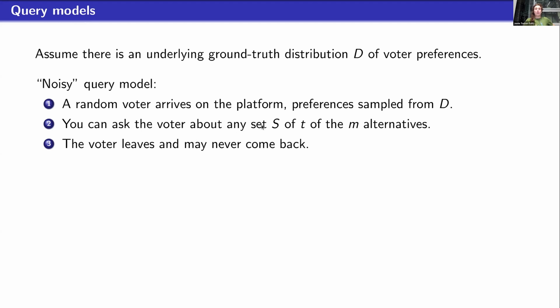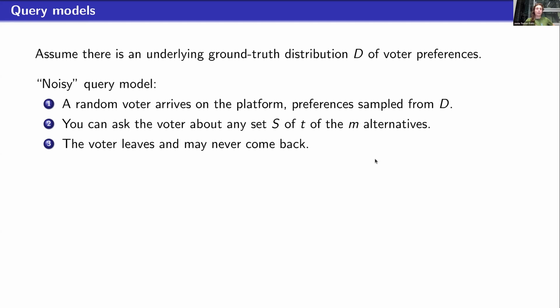And then you can ask the voter about any set S of at most T of the M alternatives. So M is going to be some really big number. T is going to be some small number. Like maybe you get lucky and someone will answer 10 questions or rank 10 candidates. And then the voter leaves and may never come back. Okay, so that's one query. You get to query a random voter from the distribution and ask what is their preference.